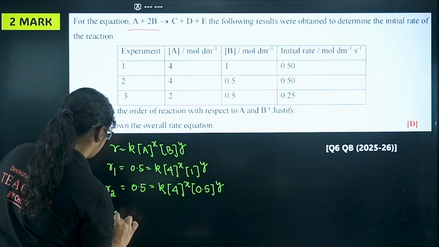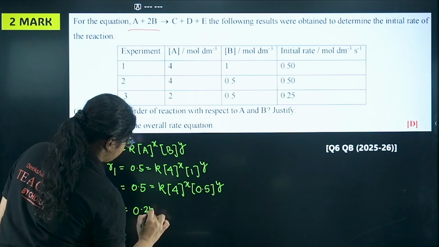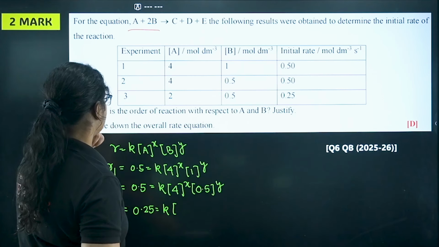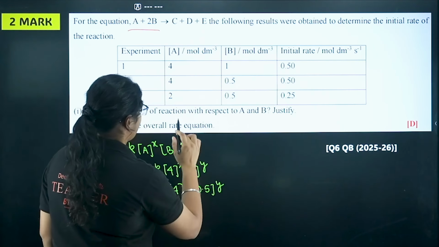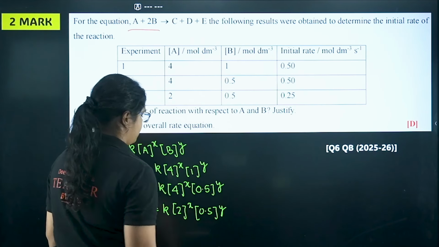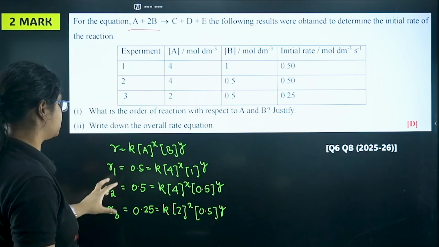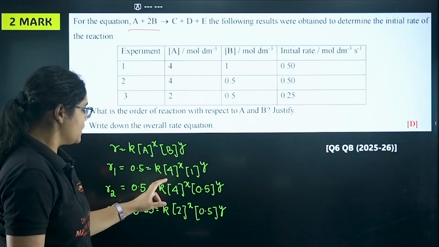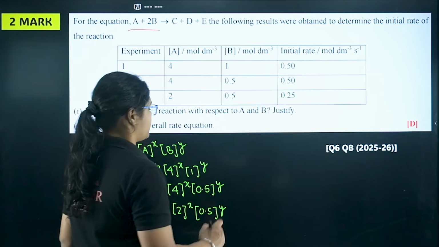Now we have R3, which is equal to 0.25, okay, K, and I have here 2 to the power of X, and I have 0.5 to the power of Y. Okay, so we have to now calculate this X and Y. So now what I can do is, to calculate X, I need to have Y constant, and that I can have in R2 and R3. So let us first find X.